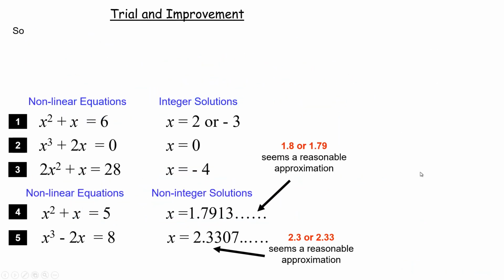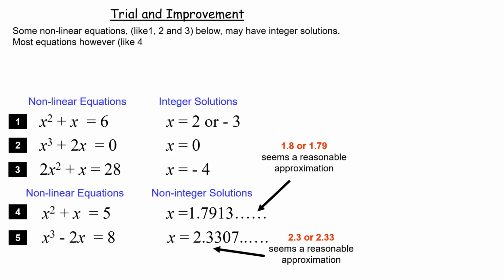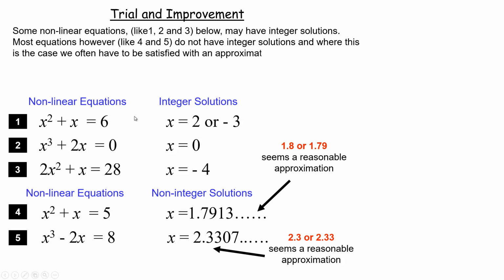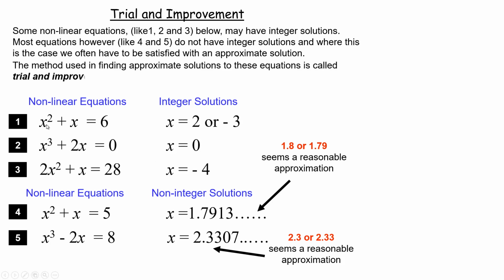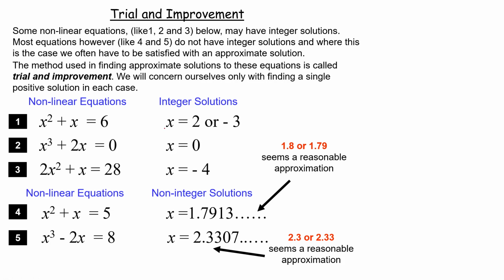Okay, so we move on. What we're going to do here is use trial and improvement to estimate some answers. It will give us a reasonable approximation. When we've been solving equations in the past, we've had whole number or integer solutions. So if you have x squared plus x equals 6, you can substitute the 2 or the minus 3. If we substitute a 2, you would have 2 squared plus 2. 2 squared is 4, plus 2 is equal to 6. So these whole number solutions work. You could put x equals 0 in this one, so that would be 0 cubed plus 2 times 0, which is also 0. So the whole number solutions work for these first three.